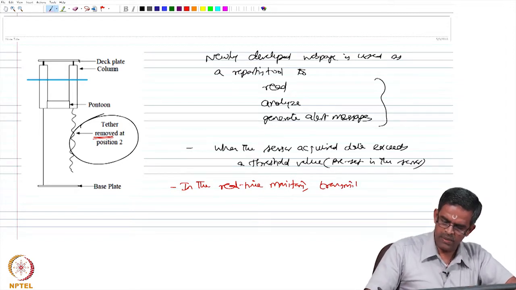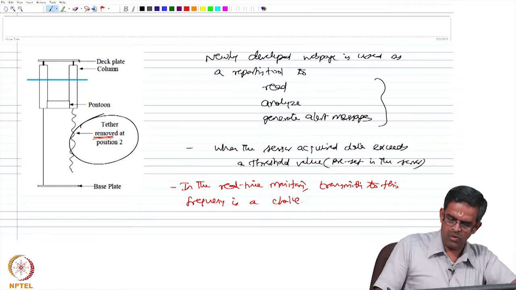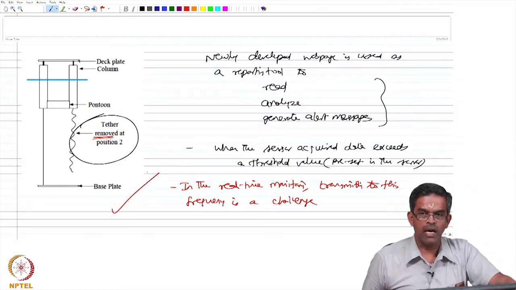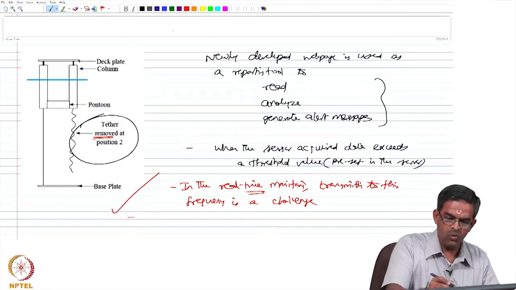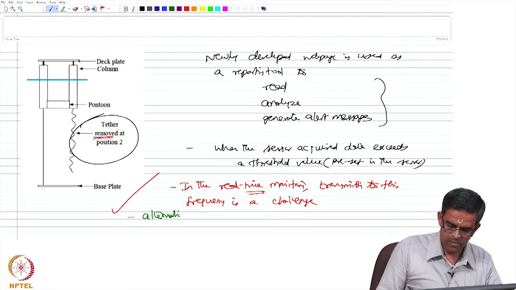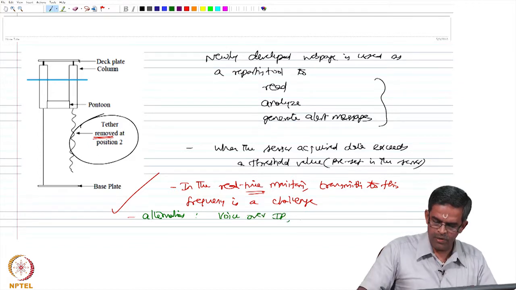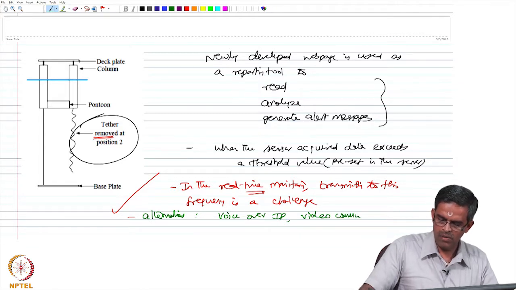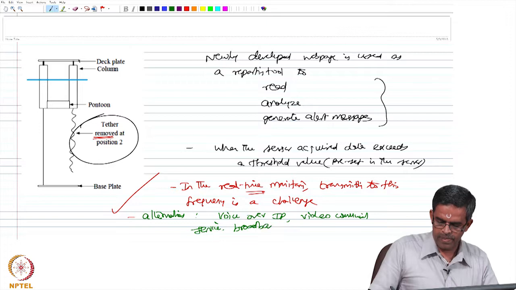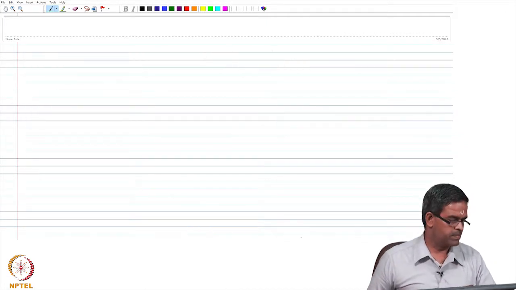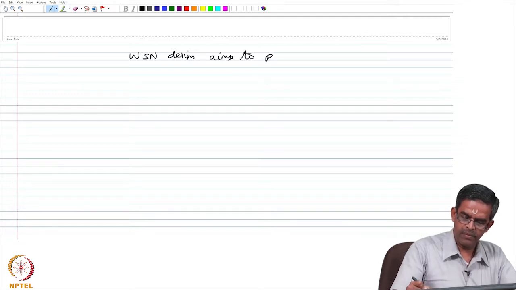In the real time monitoring, transmitting at this frequency is a challenge, there is no doubt about it. We are talking about a lab scale, so it is easy to install and communicate, whereas in real time monitoring this issue can be slightly tricky. Therefore, one can alternatively use voice over IP, video communication service, and one can use broadband data to avoid these difficulties.